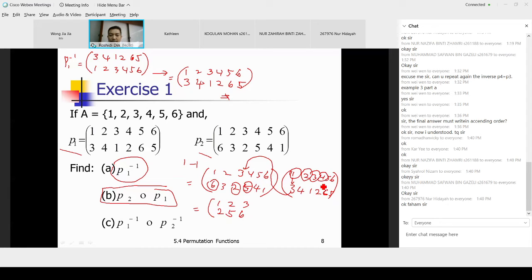Then 4 maps to 2. 2 maps to 3. So 4, 3. 5 maps to 6. 6 maps to 1. It will be 5, 1. So 6 maps to 5. 5 maps to 4. So the answer will be 6, 4. So this is the final answer. Okay, class. Actually easy if you follow the step.